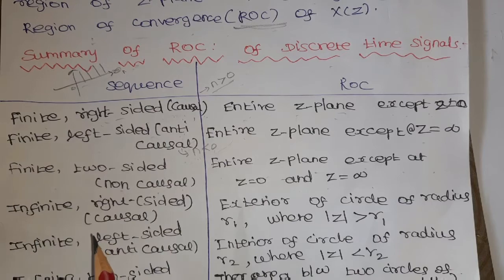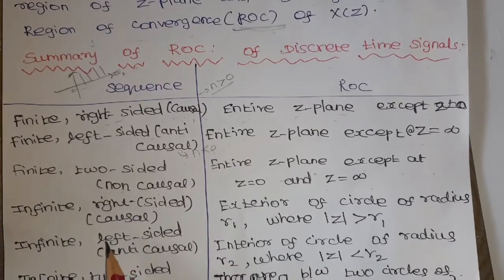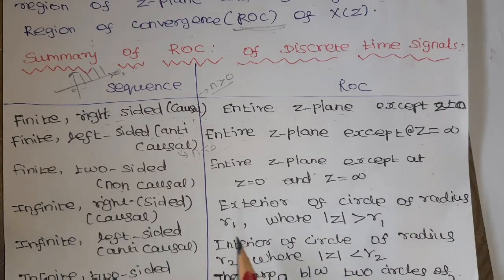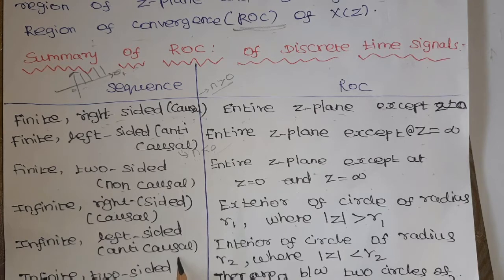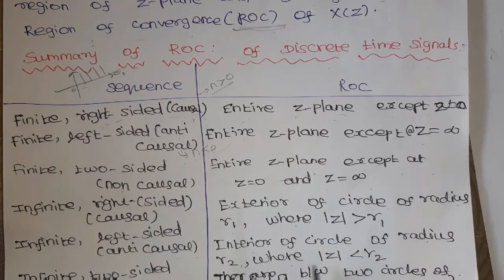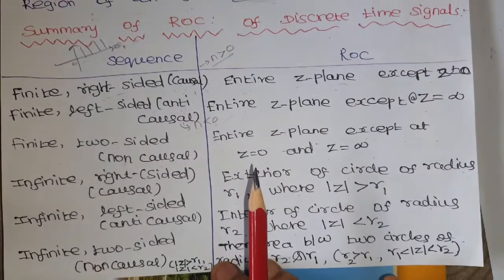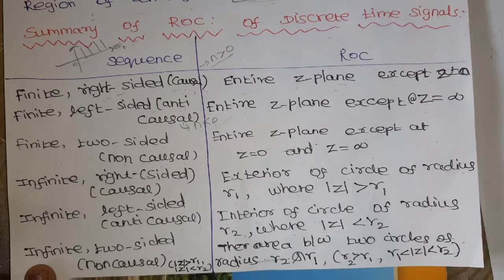Next, for infinite sequences: for an infinite right-sided sequence, otherwise called a causal signal, the ROC is the exterior of a circle of radius R1, where mod Z is greater than R1. For an infinite left-sided anti-causal signal, it is the interior of a circle of radius R2, where mod Z is less than R2.